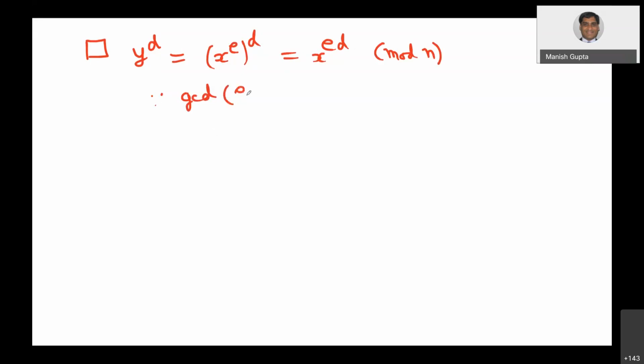So our proof of this algorithm: I have to show that Y raised to power D is equal to X. So now Y raised to power D will be what? Y is X raised to power E, raised to power D. So this is nothing but X raised to power ED mod N, right? Modulo N was there. Now, since there is a condition GCD of E and (P minus 1)(Q minus 1) is 1, right?